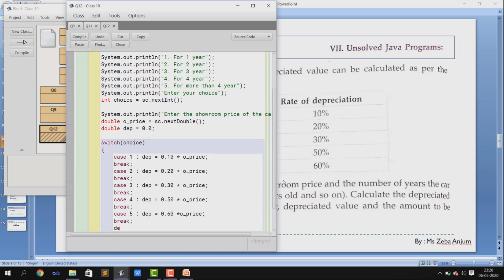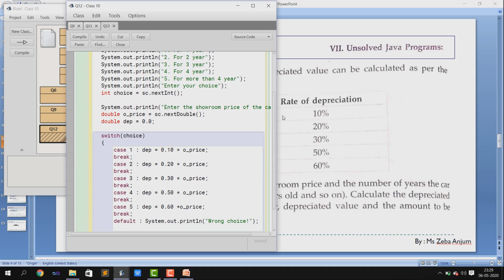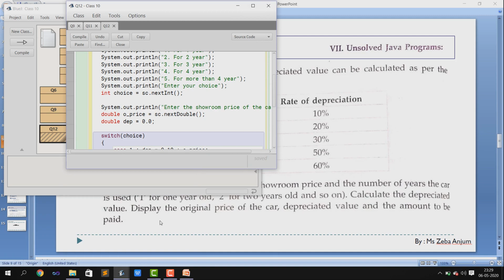Then we are ready to write your default case. System dot out dot println. Clearly we are going to write down wrong choice over there, wrong choice. Okay, and we are done with our switch case. Now students, what you have to do, you have to print it on the screen. What? Display the original price of the car, depreciation value, both the things we have calculated.